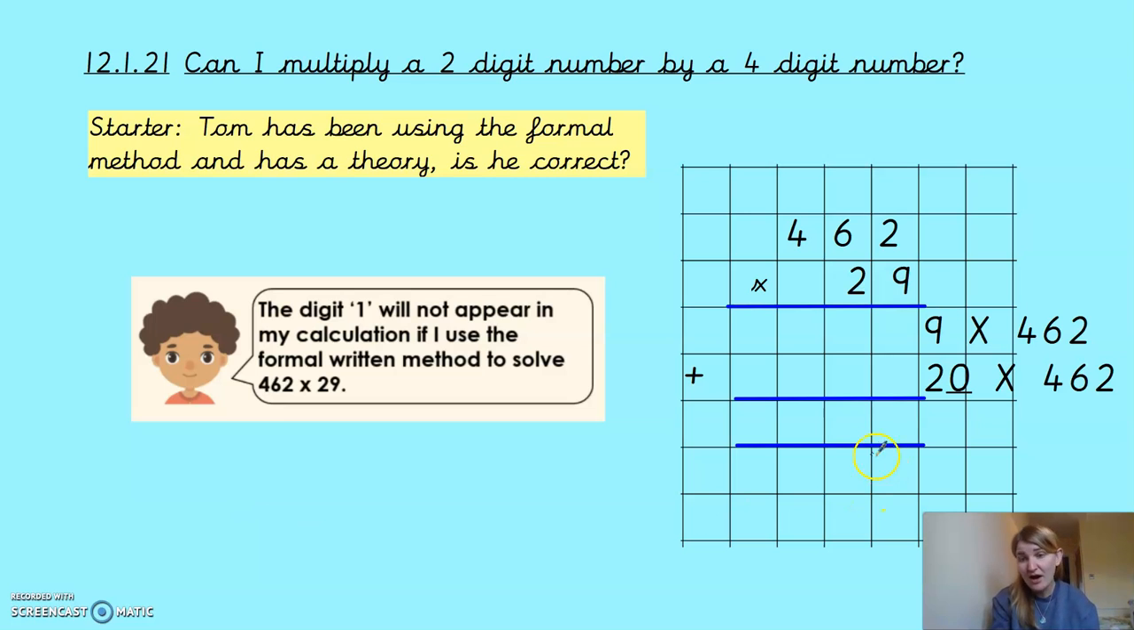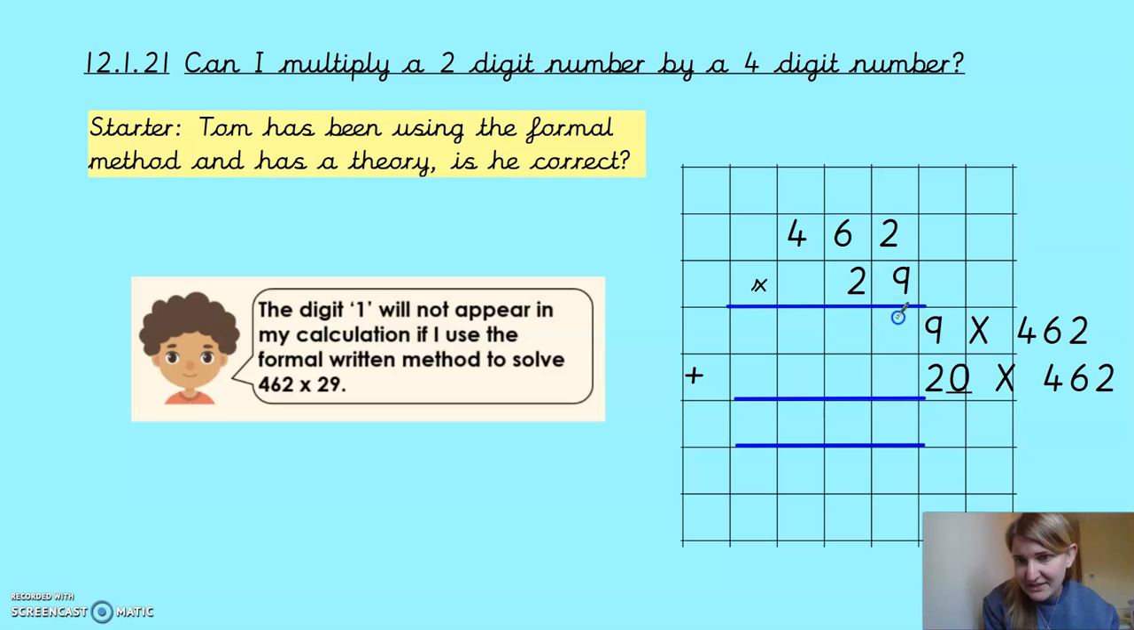Right, okay, so if I'm honest, I'm not sure. I'm wondering whether perhaps Tom thinks this because the number he's multiplying is an even number, but I think we're going to have to find out, aren't we? So I've laid it out the same way that Tom would have done. I've got my first bit. So this is my multiplier here. First step is to do 9 times 462.